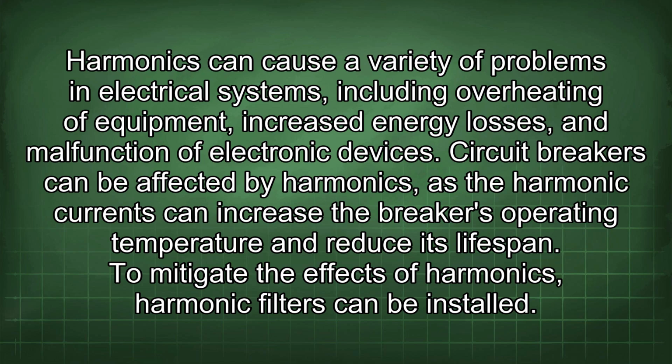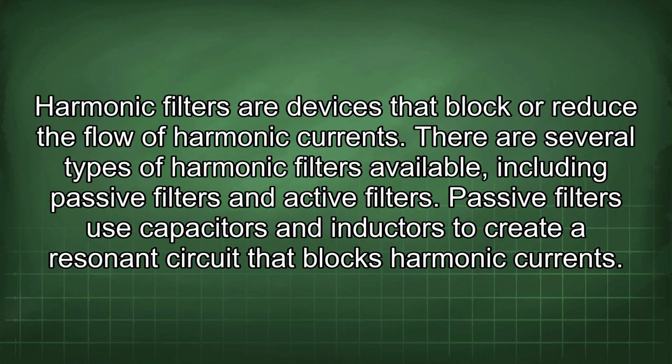Circuit breakers can be affected by harmonics, as the harmonic currents can increase the breaker's operating temperature and reduce its lifespan. To mitigate the effects of harmonics, harmonic filters can be installed. Harmonic filters are devices that block or reduce the flow of harmonic current. There are several types of harmonic filters available, including passive filters and active filters.